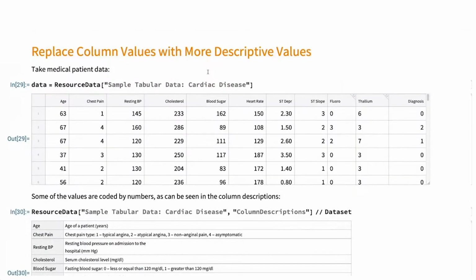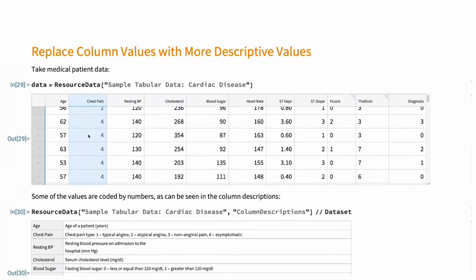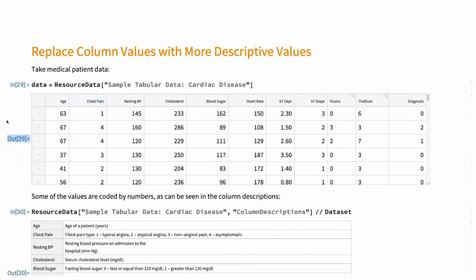So that was replacing the missing values, and generally we can also replace all the values in a column. Why would we do this? For example, in this case, this is cardiac disease data, some medical data of patients. You can see here age, resting BP, cholesterol levels, but also a column called chest pain that just has numbers. I am not from a medical profession, so I don't know what these numbers refer to. Maybe it's the scale of pain.